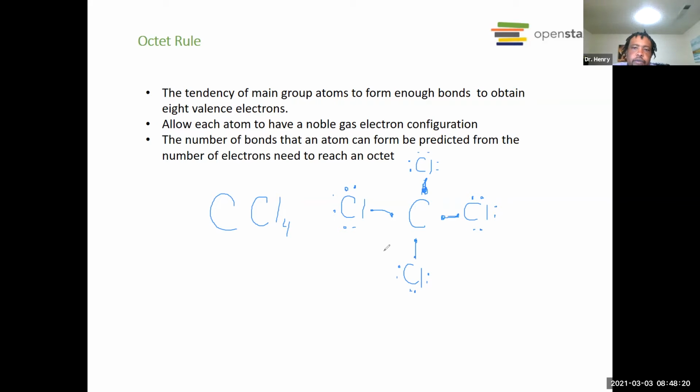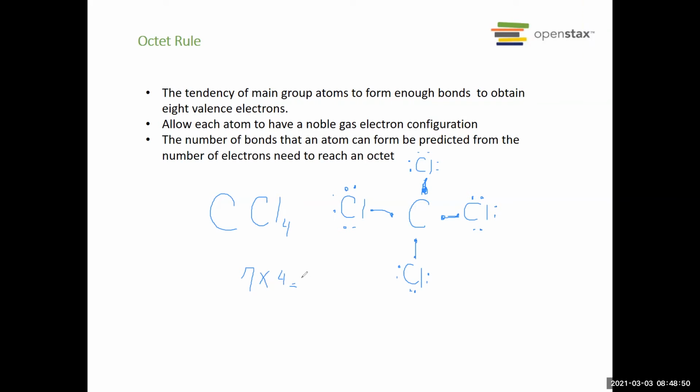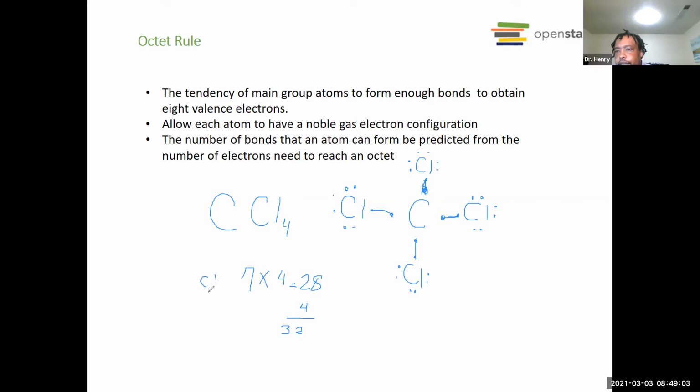So then how many electrons does carbon have? Seven? It has eight. That's correct. Two, four, six, eight. Again, they want to reach their octet, so you want to keep a running tally. Each chlorine has a total of seven valence electrons. Seven times four is how many? 28. Plus four, carbon has four. That's a total of 32. So we have 32 electrons to work with.